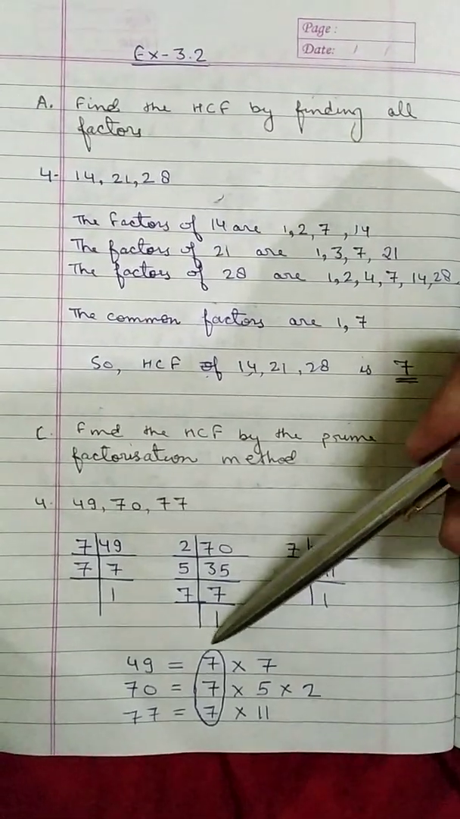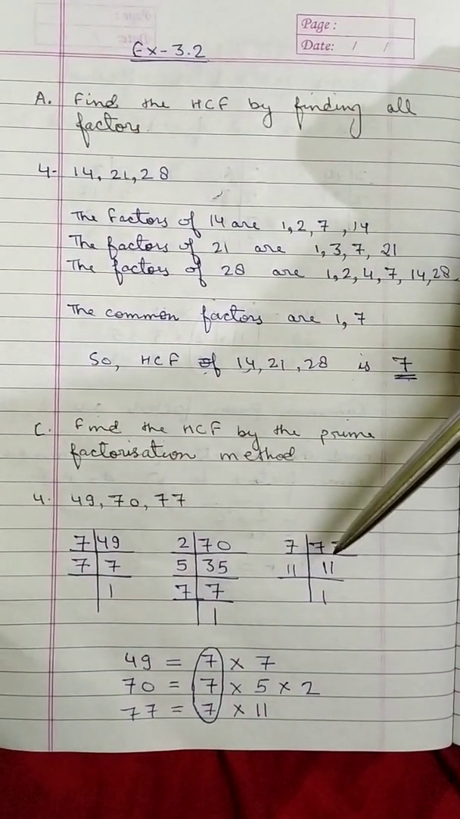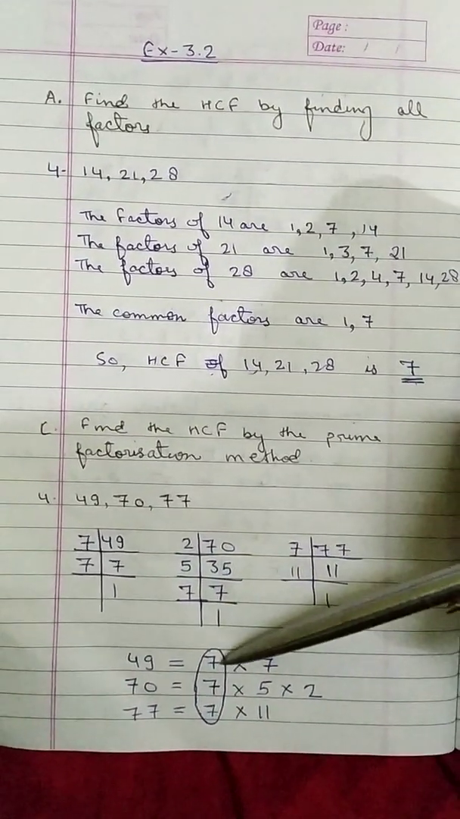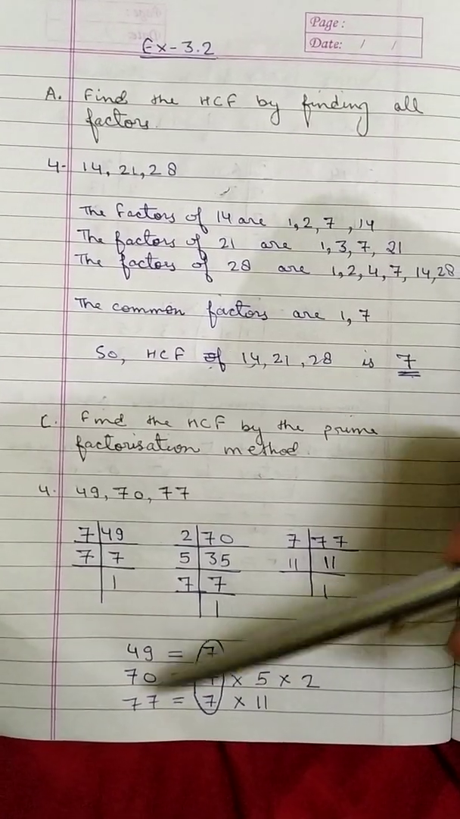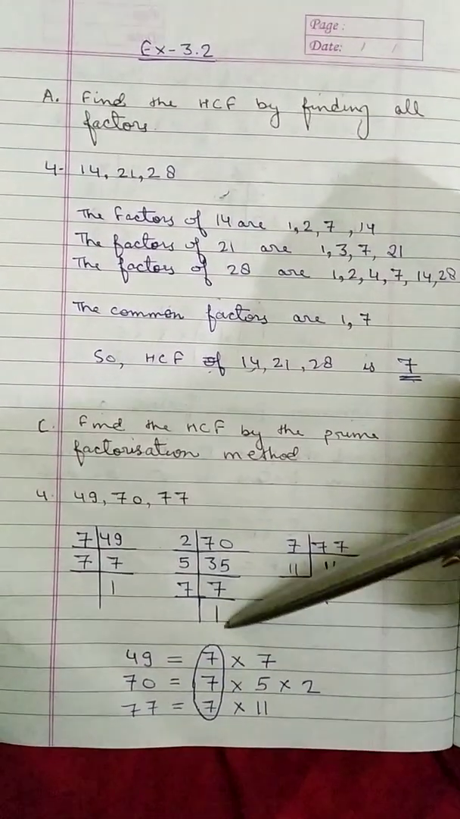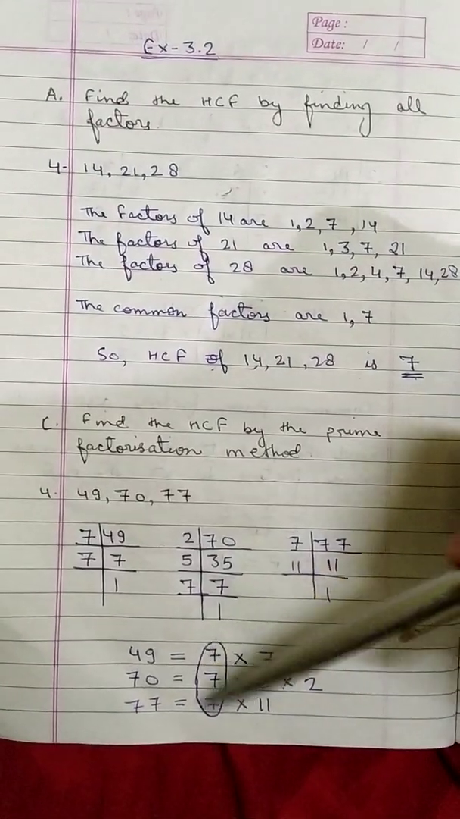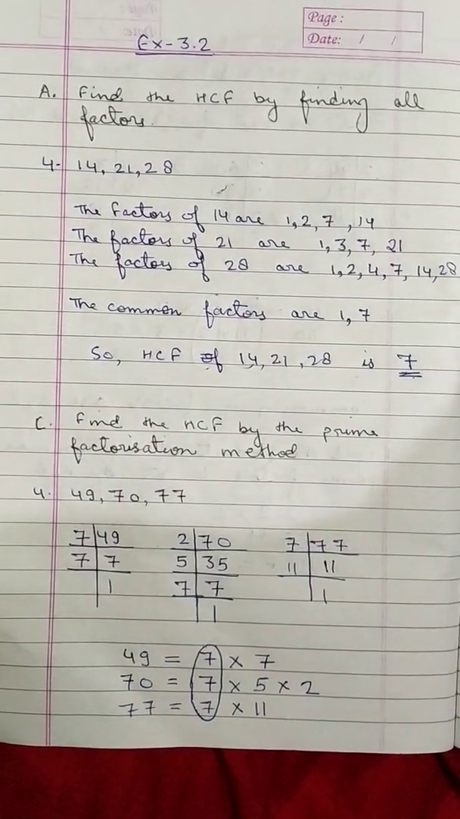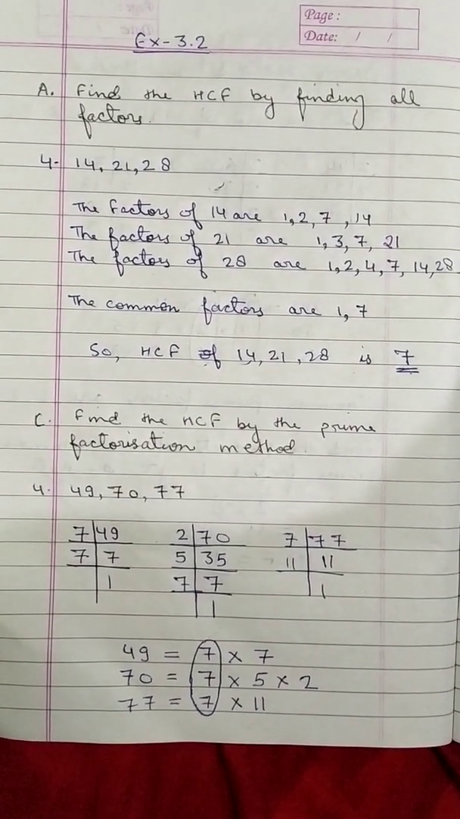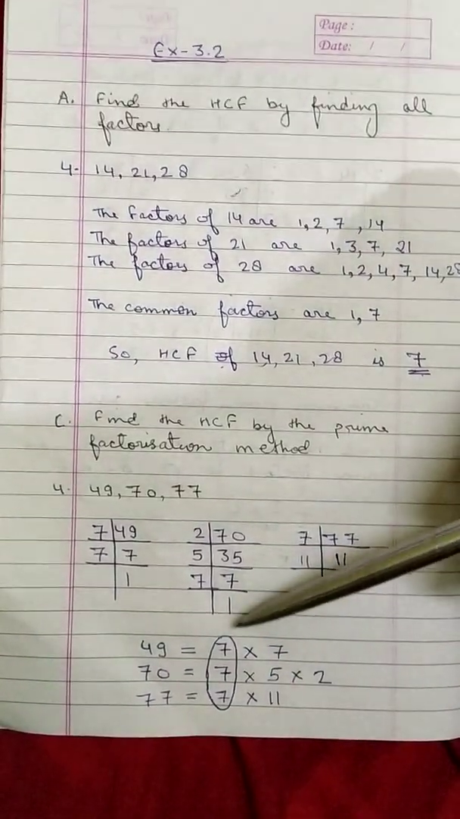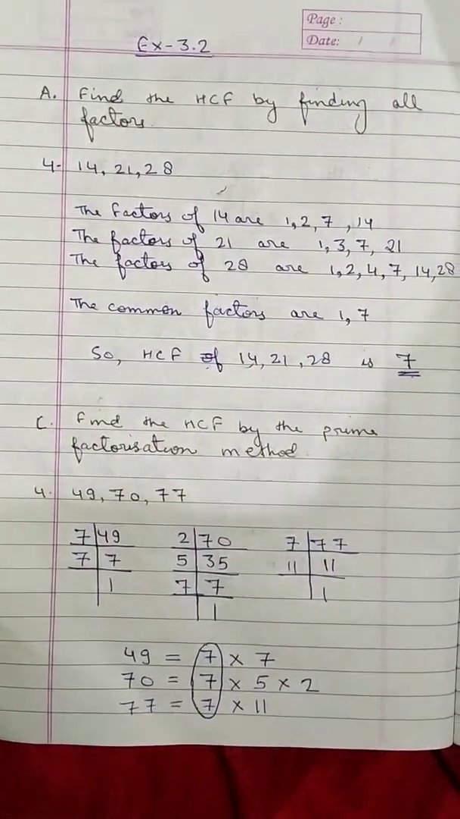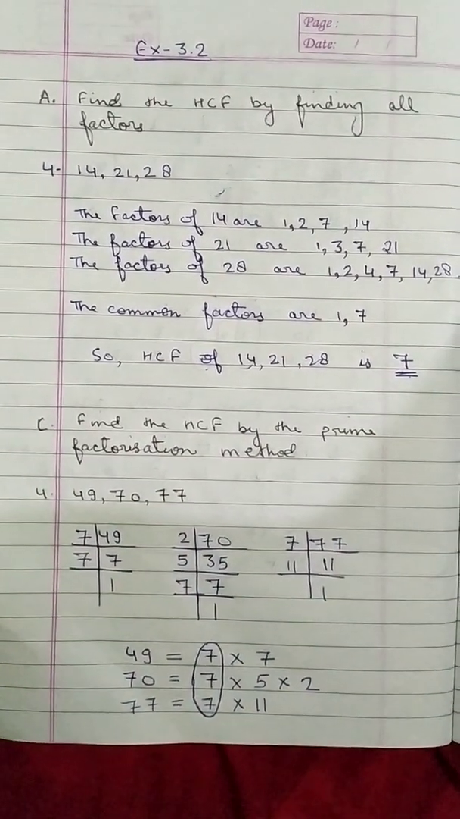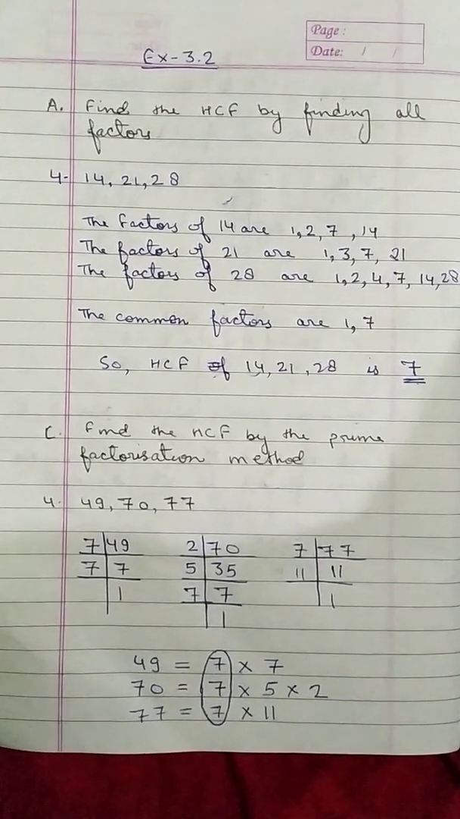The common factor in all these numbers is 7. 49 factors are 7 and 7, 70 are 7, 5, 2, and 77 are 7 and 11. Only 7 is the common factor in all these three numbers. So the HCF of 49, 70 and 77 is 7. If there is another common factor in these numbers, then we multiply both the common factors, and then we will find the HCF. Okay, if there is any problem in any question, you can ask.